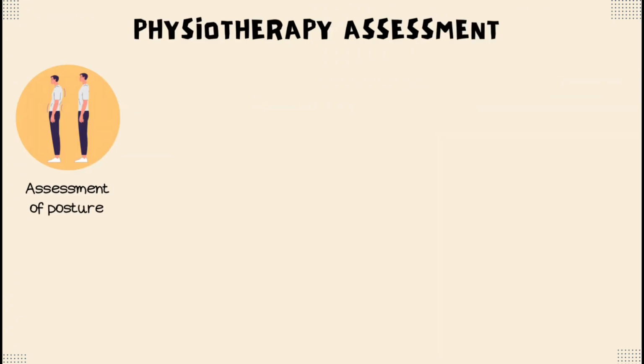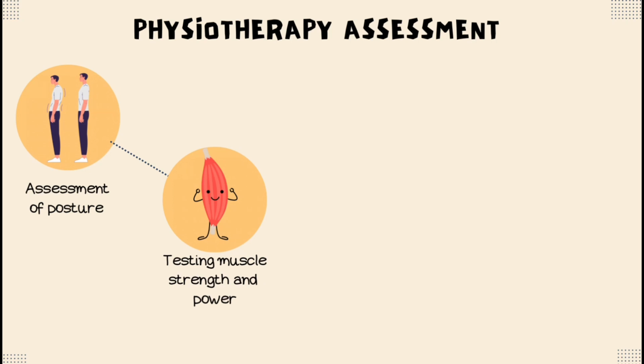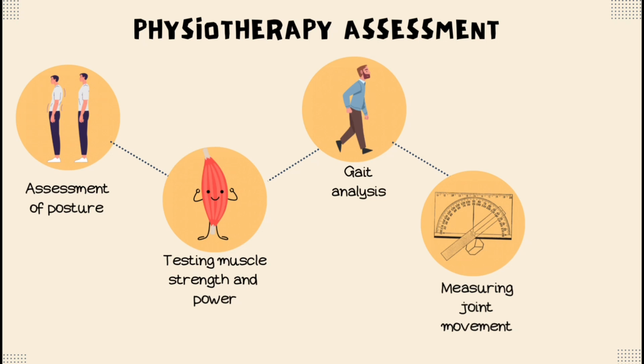Physiotherapy assessment includes assessment of posture that involves observing for joint deformities, spinal alignment, and balance issues. Next, testing muscle strength and power often involves various tests like manual muscle testing, MMT, to evaluate the strength of specific muscle groups. Physiotherapists also do gait analysis. This is because people with rheumatoid arthritis may exhibit changes in gait patterns due to joint pain, stiffness, or deformities. Then, the physiotherapist will measure joint movement and do functional tests.